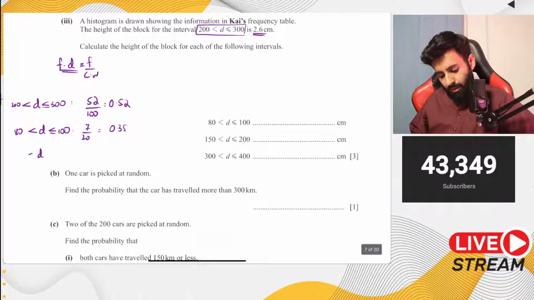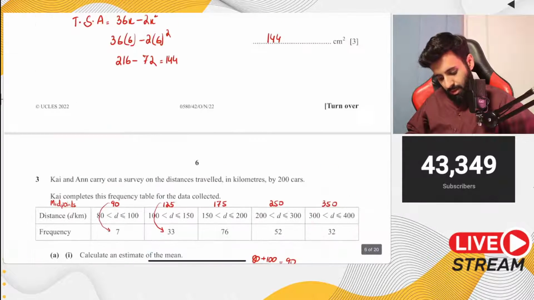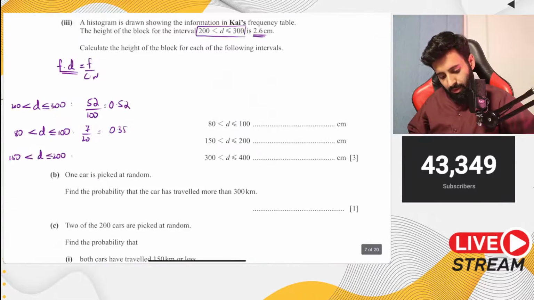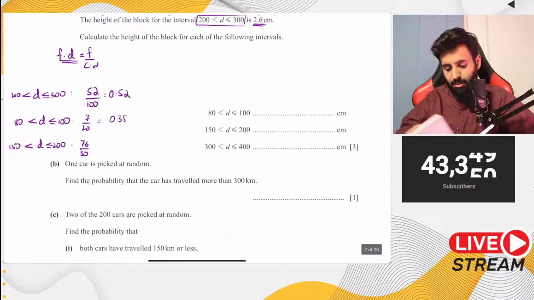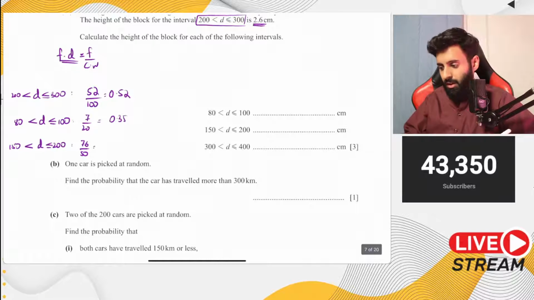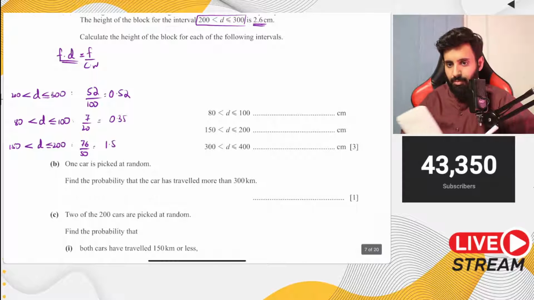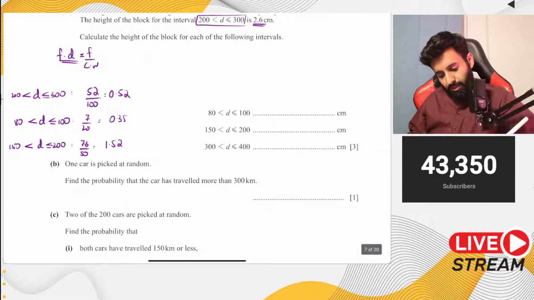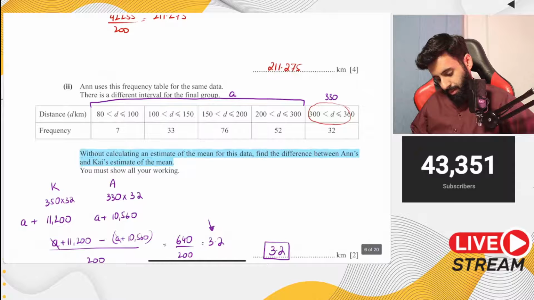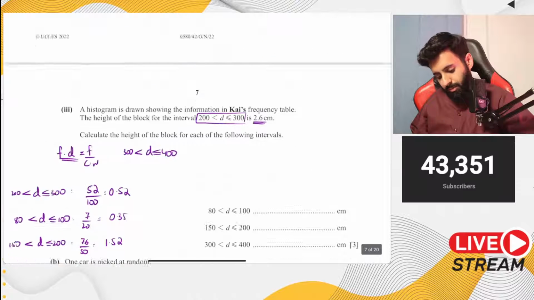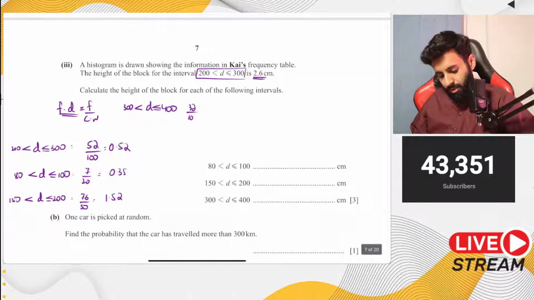And then for 150 to 200, the frequency density is going to be 76 upon 50, which is equal to what? Let's see, 76 divided by 50, that's equal to 1.52. Now let's work out the final frequency density for 300 to 400, which is going to be 32 upon 100, which is 0.32.